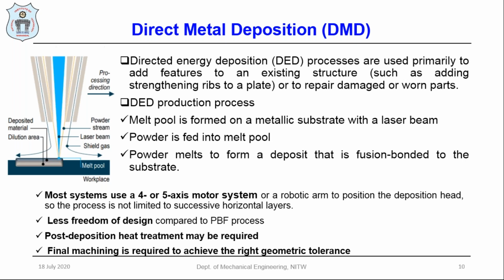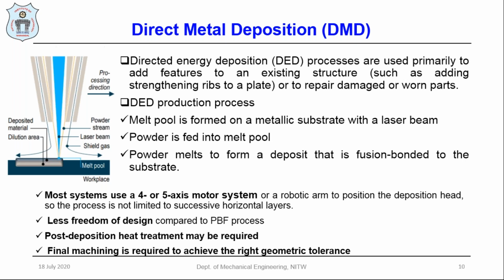In these cases, most of the systems use a 4-axis or 5-axis system, or it may be a robotic arm for positioning the deposition head. And it has less freedom to design, meaning there is a constraint, because depending on the axis movement, the 4-axis or 5-axis, we have constraints with respect to that axis, as well as the chamber, when you compare with the SLM process.